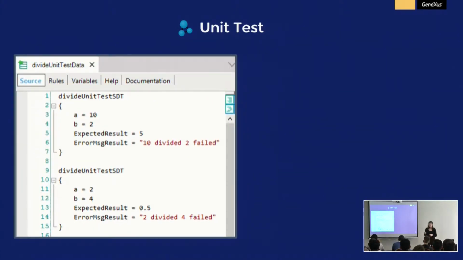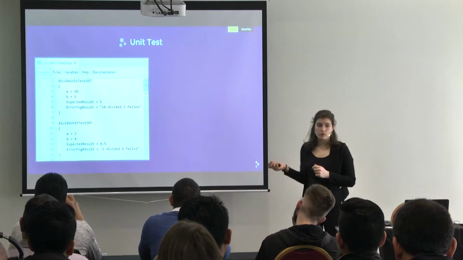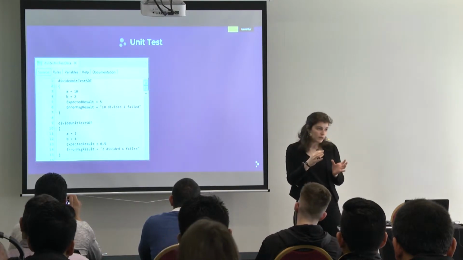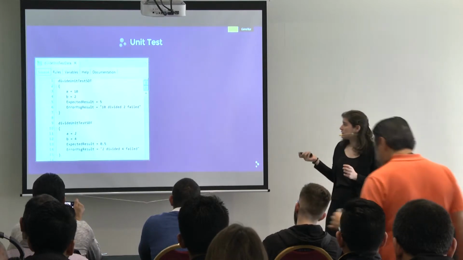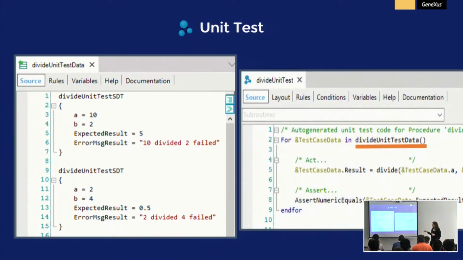Besides being able to have this object of unit test, we have the possibility of grouping our test data in a data provider. So in this case, we have two test cases grouped in the data provider, and then with the object unit test, we will be able to look at the data provider to see the variations of the data that we have entered.